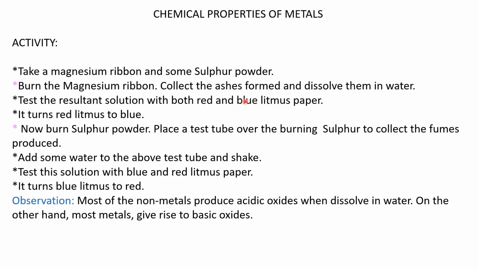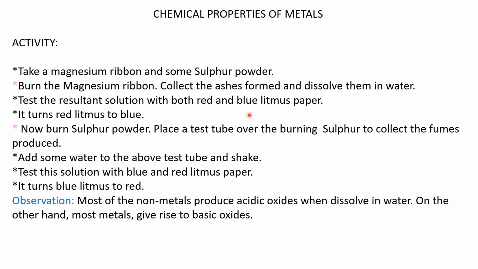So first of all, take the magnesium ribbon and burn it. You will get the ashes of them, like during the festival of Diwali, when you burn the pencil, you'll find the powder, white ash like powder. So that is magnesium powder which is burnt. So here collect the ashes of the magnesium ribbon that is burnt and dissolve this ash in water. Then test the resultant solution with both red and blue litmus paper.